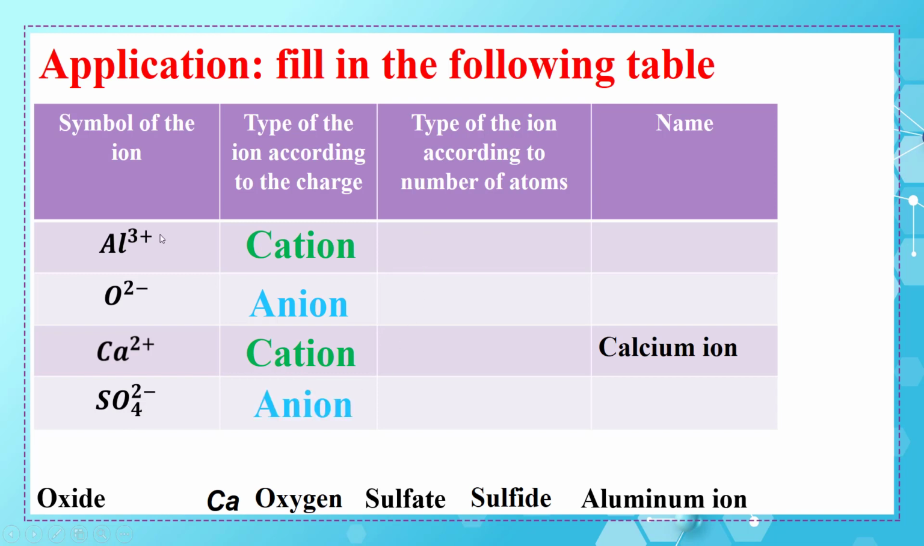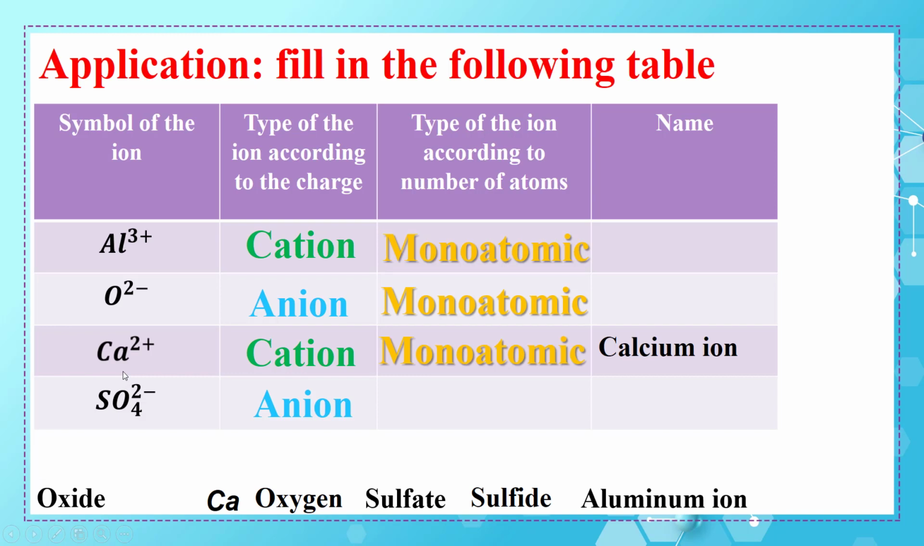What about the type of each ion according to the number of atoms? Look here, guys, I have Al3+, which is aluminum. It is made up of just one atom, so it is monoatomic. Here I have O2-, which is made up of just one oxygen atom, so it is also a monoatomic ion. Ca2+ is made up of one calcium atom, which is monoatomic. And here I have SO4, 4 oxygen and 1 sulfur, so it's made up of 5 atoms. Then it is a polyatomic ion.